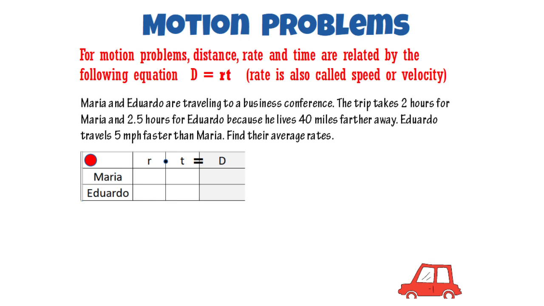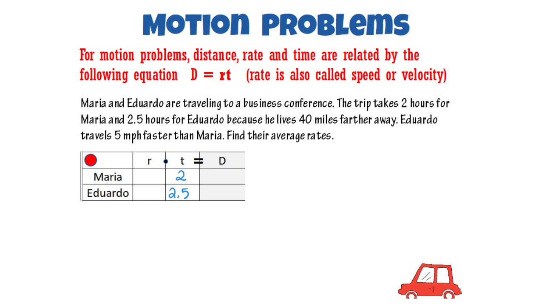Let's see what we've got. I think the easy part is that the trip takes 2 hours for Maria. So Maria's time is 2, and Eduardo's time is 2.5, assuming we're in hours here. Now, Eduardo lives 40 miles farther away. Hold on to that.